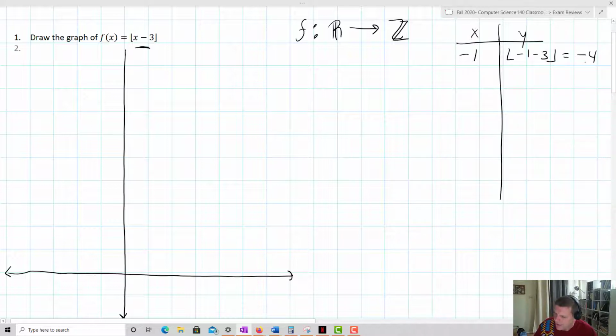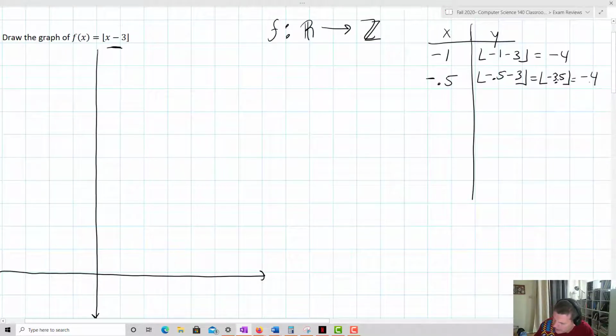Okay, great, good. Because it's the floor function, I want to give some fractional values, because I need to evaluate this for some fractional numbers. So I've got -0.5, and so the floor of -0.5 minus 3 is going to equal -3.5, which is also equal to -4, right? Because we're going to take the integer that is immediately less than the value within the floor function. So in this case, -3.5.